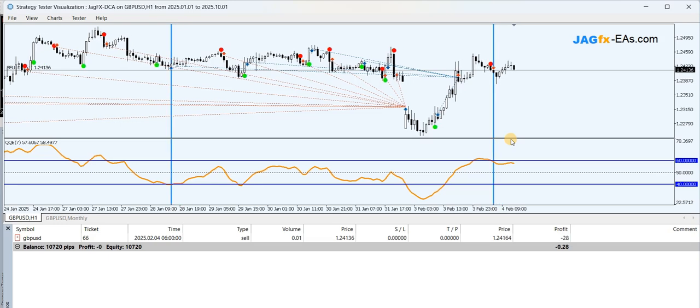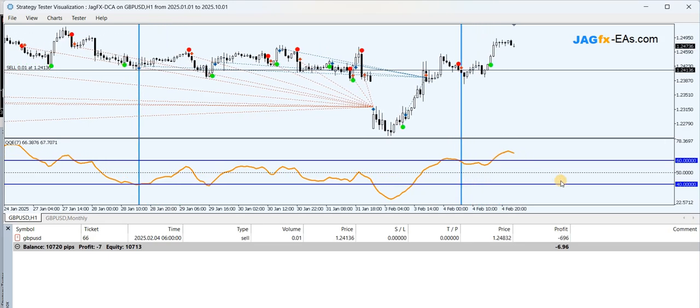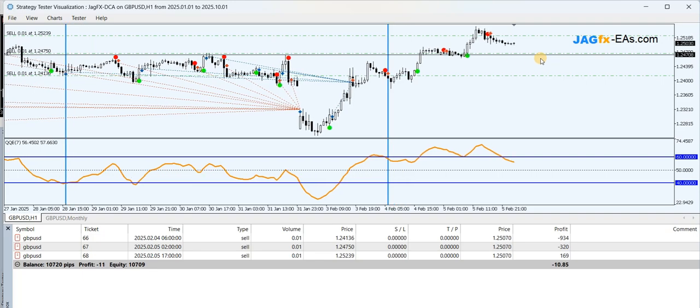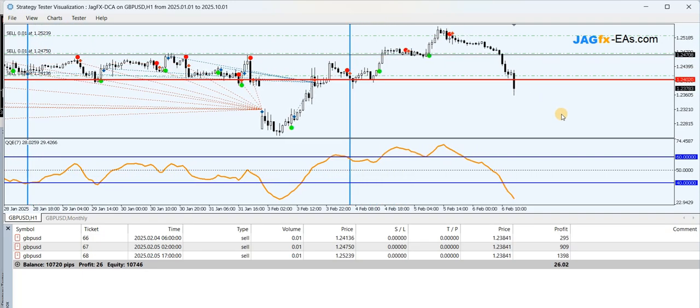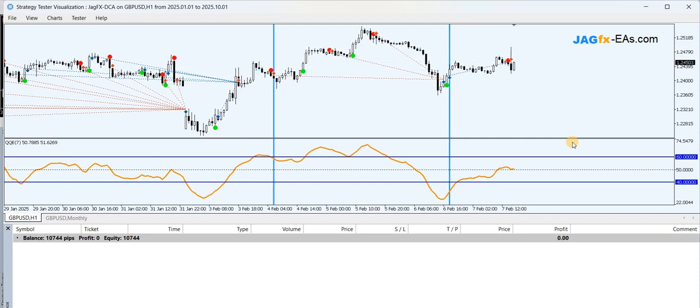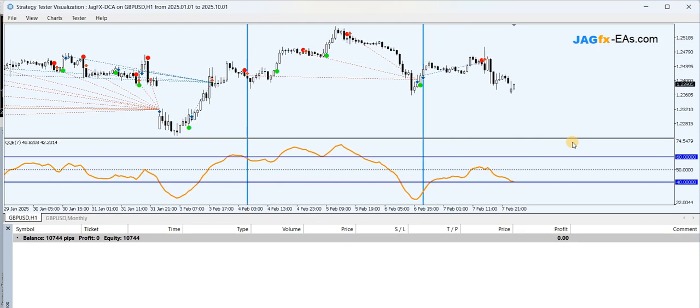All right, so here we go. Sell. Second sell. You can see the overall break even moving up. Here we go. There's a red line. That red line's the trailing stop on a sell. There's a blue line. That's the trailing stop on the buy.